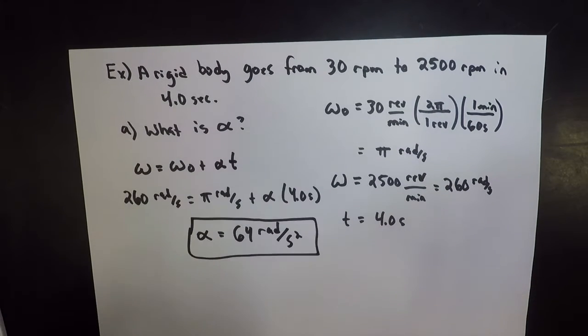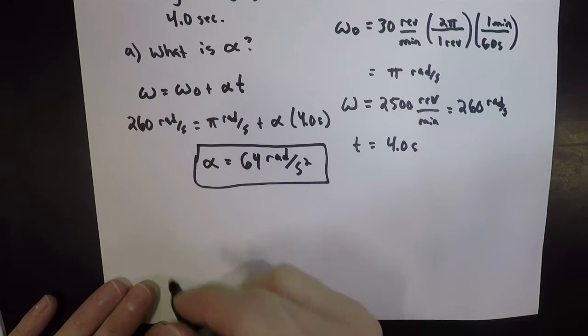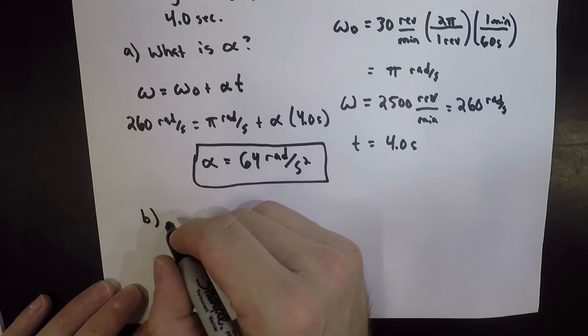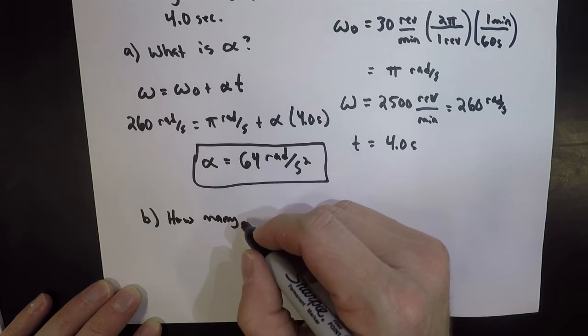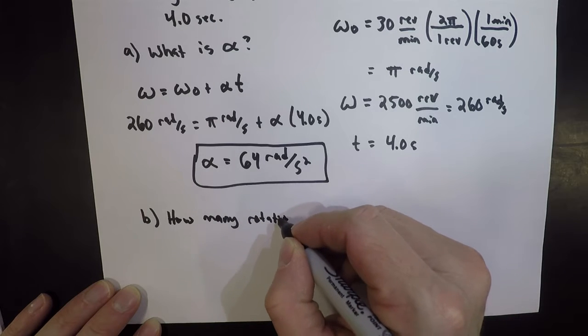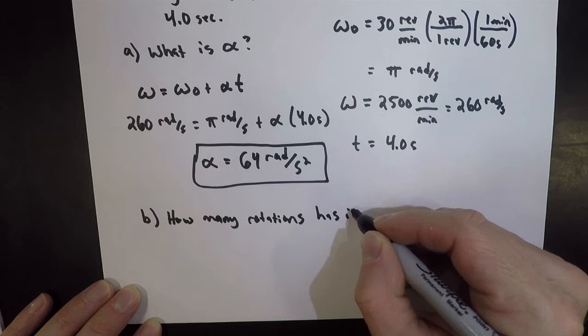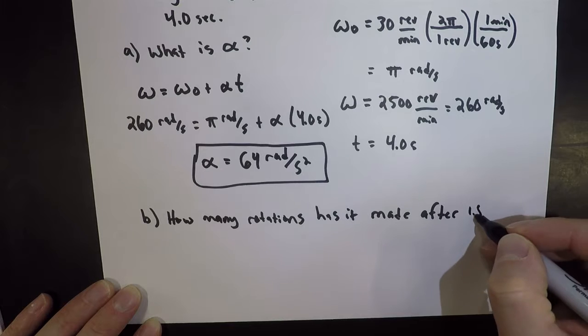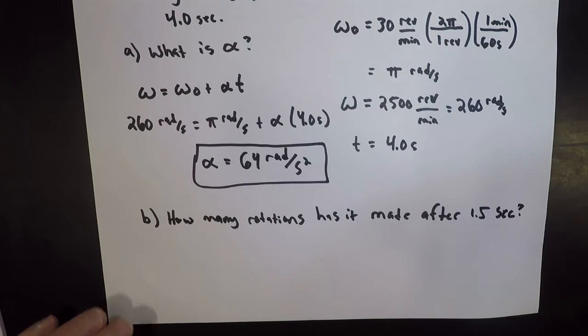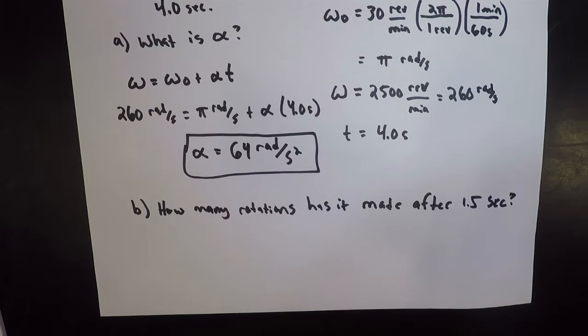Okay. For the second part of this problem, my second trick of the evening: how many rotations has it made after 1.5 seconds? So not the full 4 seconds, but after 1.5 seconds of rotating, how many times has it gone around as it gains speed? So it's not a constant angular speed. This is accelerating, and so I have to take into account that acceleration using my kinematics equation.